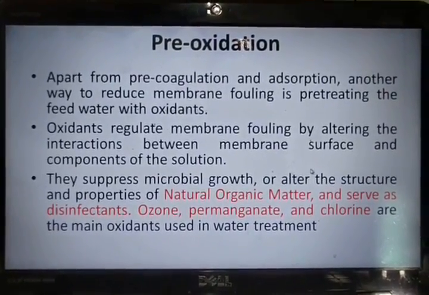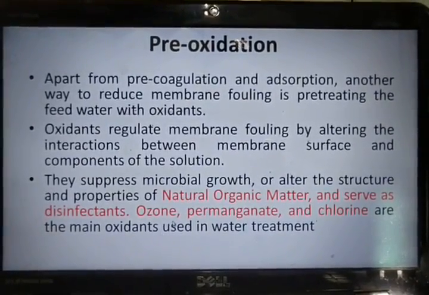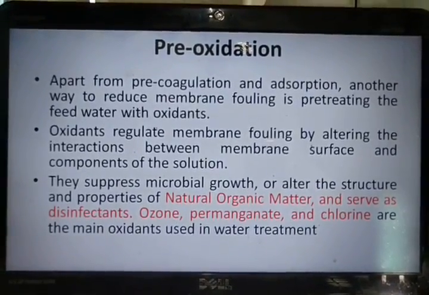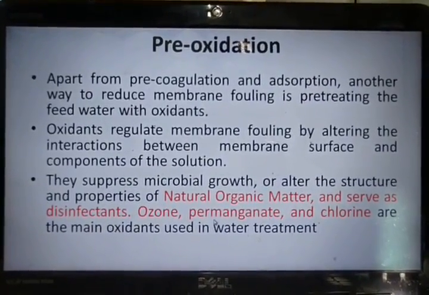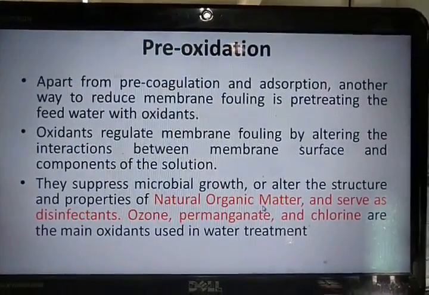It will also degrade some of the organic matter. Some of the strong oxidizing agents known to us are chlorine, which is more common, and we can also use ozone and potassium permanganate. So these are commonly used in the pre-oxidation of the water.